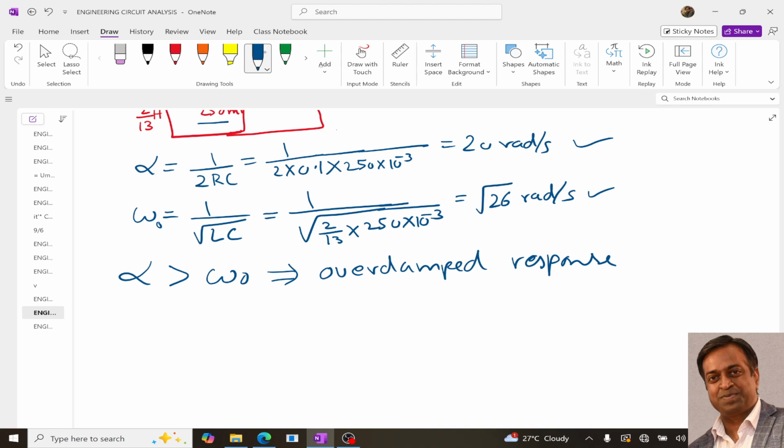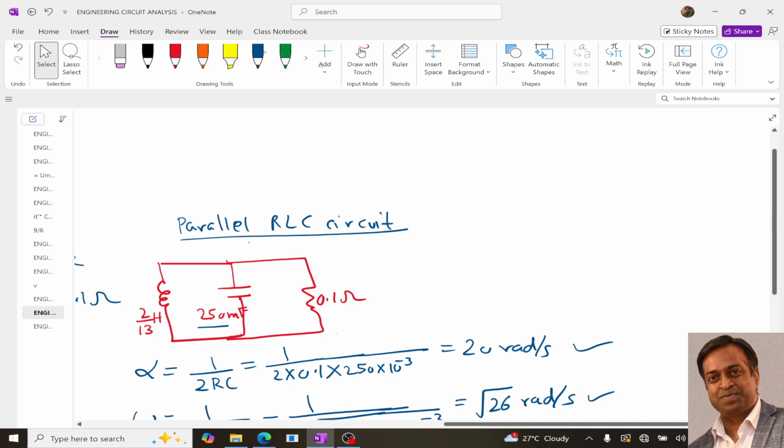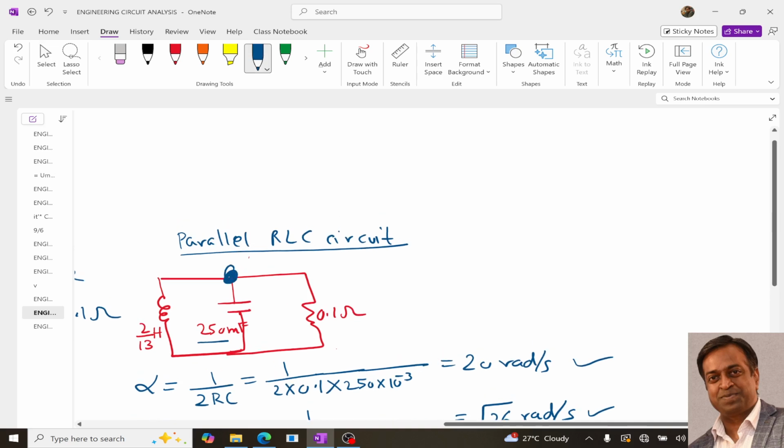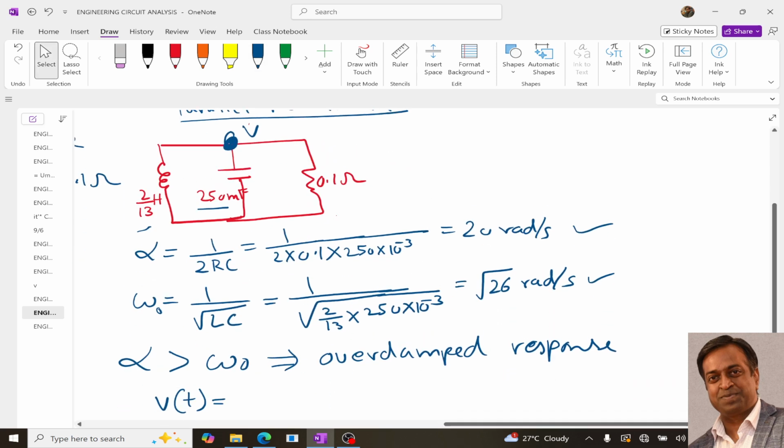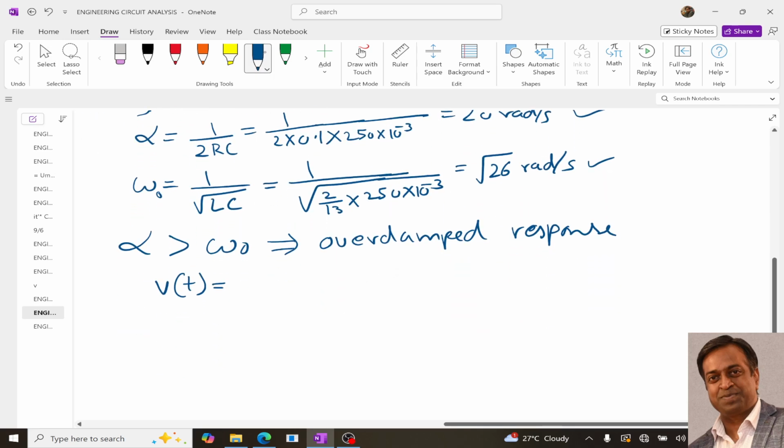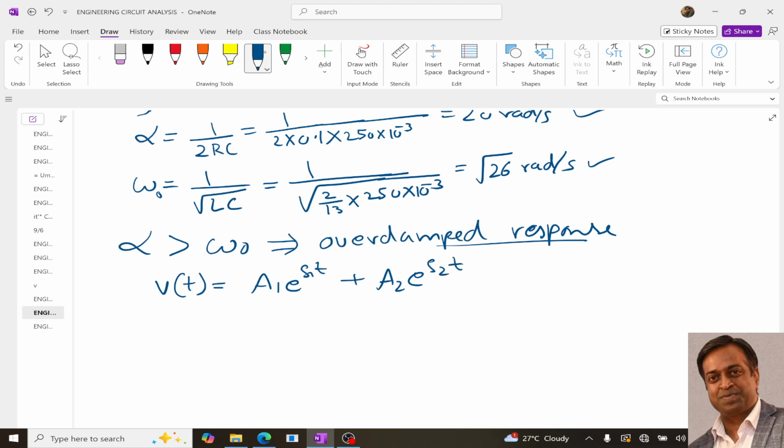And for the overdamped response, we know the voltage equation. The voltage at the node, if it is V, means that the voltage across all these elements is also V, because in a parallel circuit voltages are the same, right? So this VT for the overdamped response is given as A1 e power S1t plus A2 e power S2t, right? So we need to determine S1 and S2.